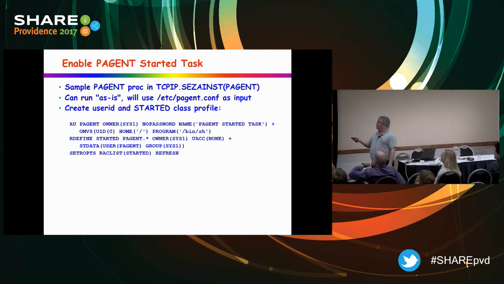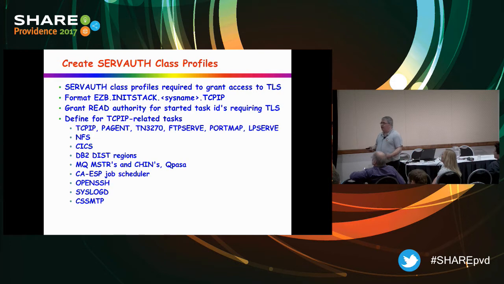So I use the Pagent proc in TCPIP.SEZAINST(PAGENT), and it runs as is, out of the box. That's why I use the pagent.conf in /etc. I create a user ID and define a STARTED class profile for it, and I RACLIST the STARTED class and refresh it. You need these SERVAUTH class profiles because if Pagent or TTLS is not active on the system, these profiles will allow tasks to continue to run.